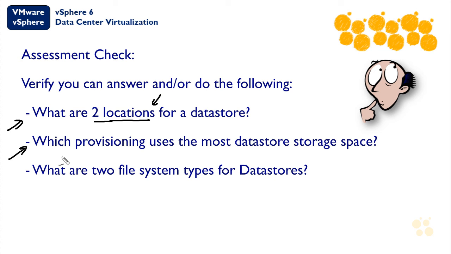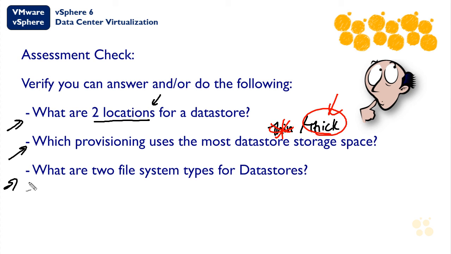Question number 2, which provisioning uses the most data store storage space? And the choices are thin or thick. And if you said thick, you would be absolutely correct. And that's because thick provisioning ties up the entire space that's provisioned for that virtual machine the moment the virtual machine is created. Whether or not the virtual machine is using half or 20% or 70%, the entire chunk, the entire space is allocated up front with thick provisioning.